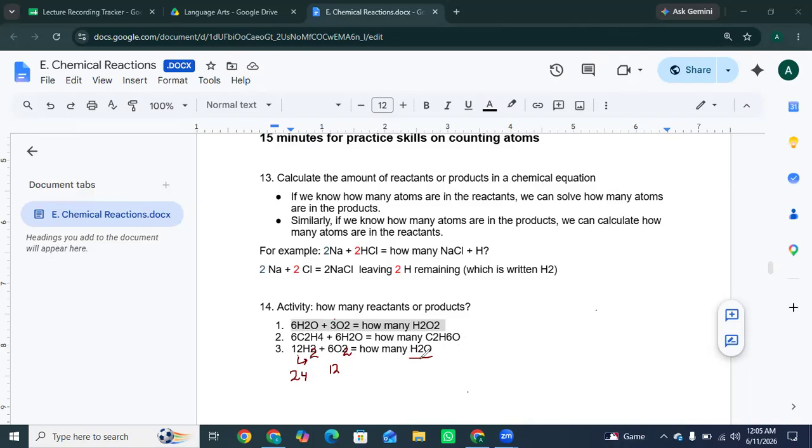Look at oxygen. Each package needs one oxygen atom. We have 12 oxygen, so we simply divide 12 by 1, which is 12. Okay, students? Look at the product: each package needs one oxygen atom, and we have 12, so we simply divide it by 1.